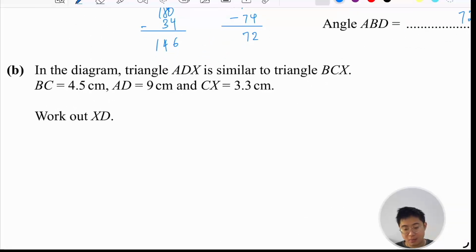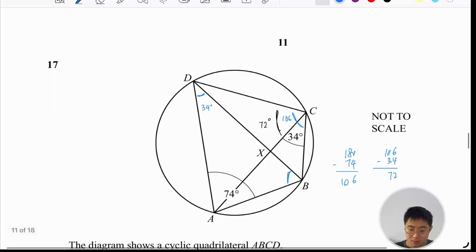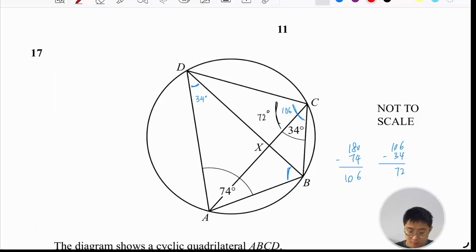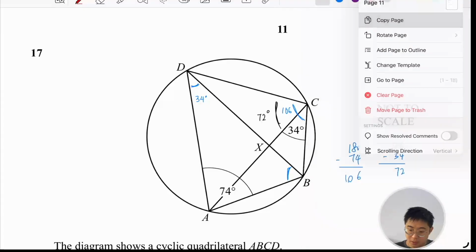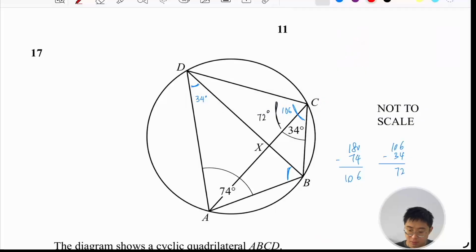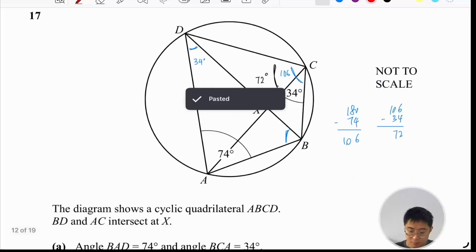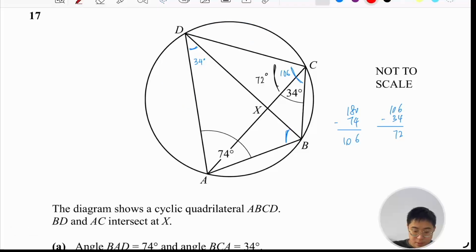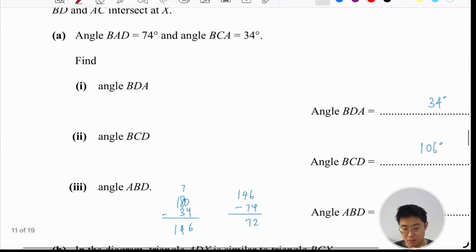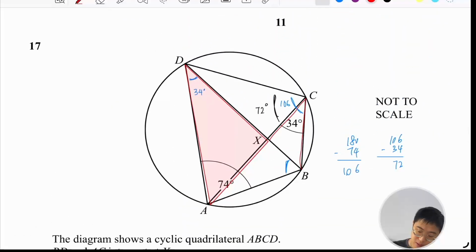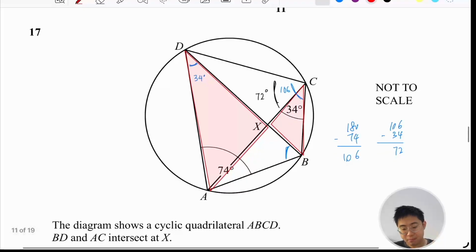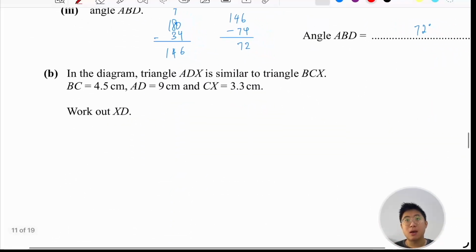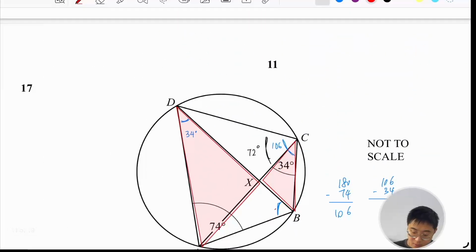In the diagram, triangle ADX is similar to BCX. Okay, ADX. Oh, okay. I'm actually going to copy this page and paste it on the next one. Okay, so we want ADX, and then it is similar to BCX. Yeah, they are. That means they'll grow and shrink at the same scale. And then they gave us some lengths. I'm going to erase all the angles now because they are no longer needed.